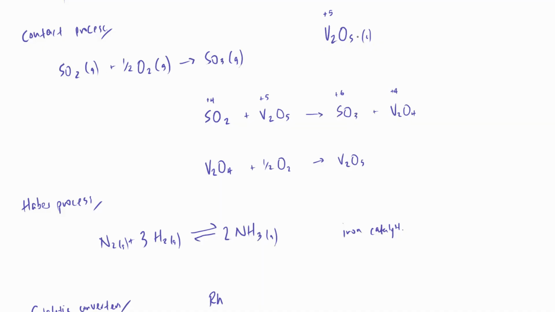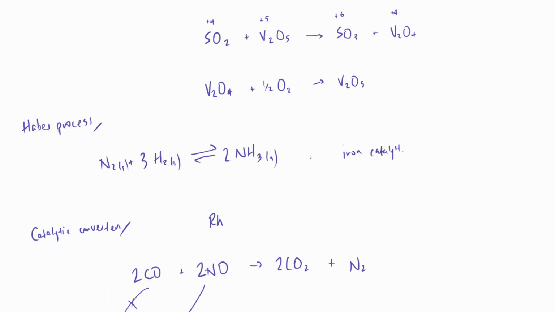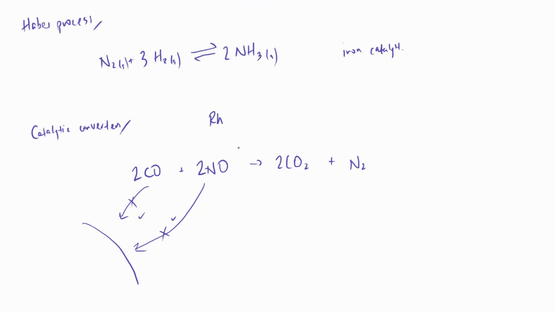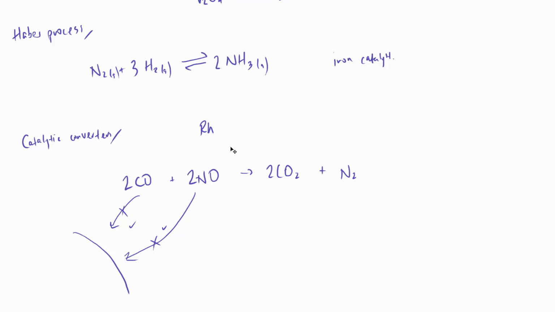Gases in the contact process with a solid catalyst. Gases in the Haber process with a solid catalyst. Gases in the catalytic converter situation with a solid catalyst of rhodium. So these are heterogeneous, not homogeneous. I apologise if I said that wrong, which I think I did. This was just me messing around. Get rid of that. Look how blurry those lines were. I wasn't happy with the blurry lines.